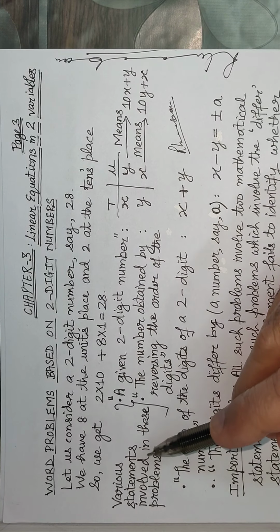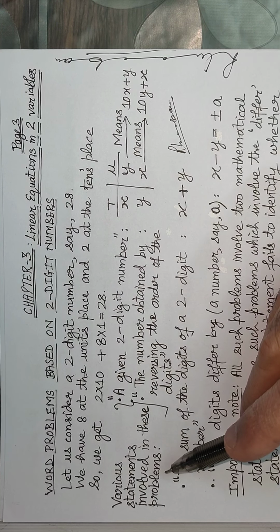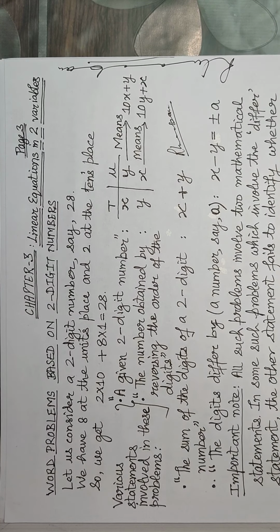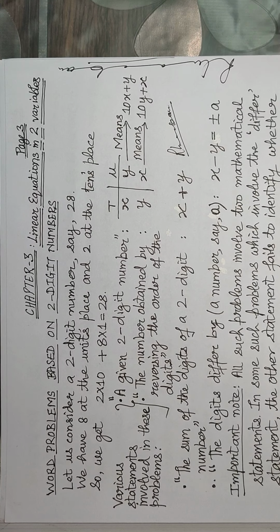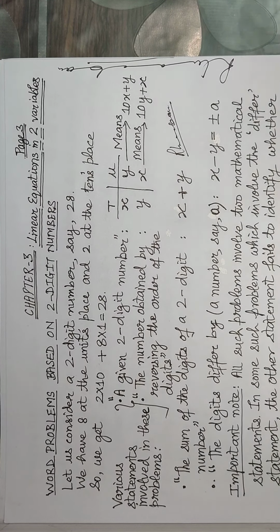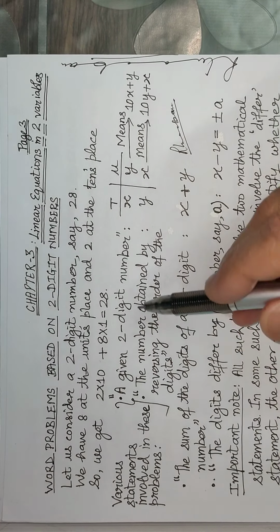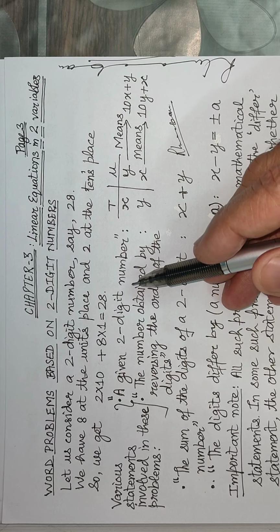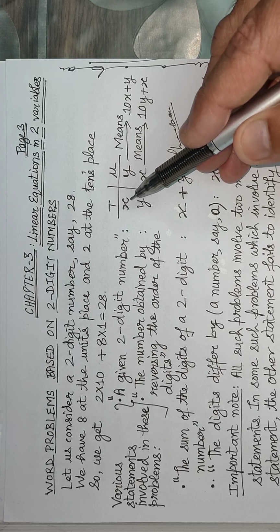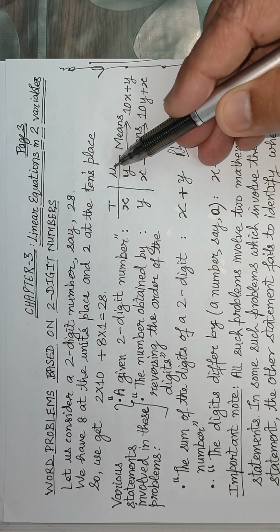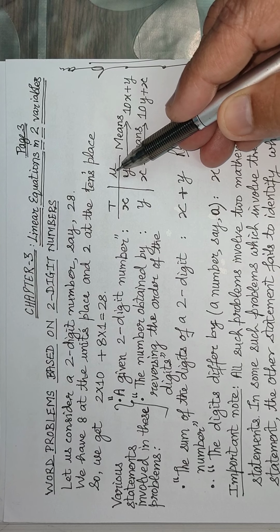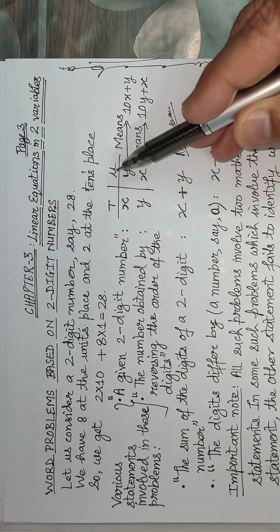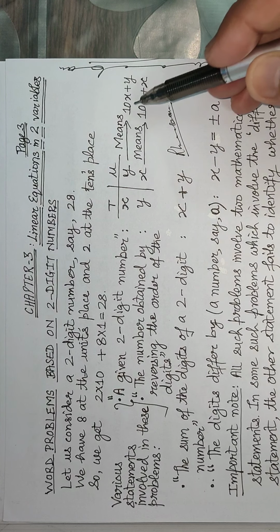Now, various kinds of statements are involved in these problems. Before attempting any problems, I am taking a variety of statements that are involved in such questions. For example, generally the question begins with a given two-digit number. Now, the digits are unknown. Say I have taken x at the tens place and y at the units place in the given number. So the number becomes 10 times x plus 1 times y, that is 10x plus y.